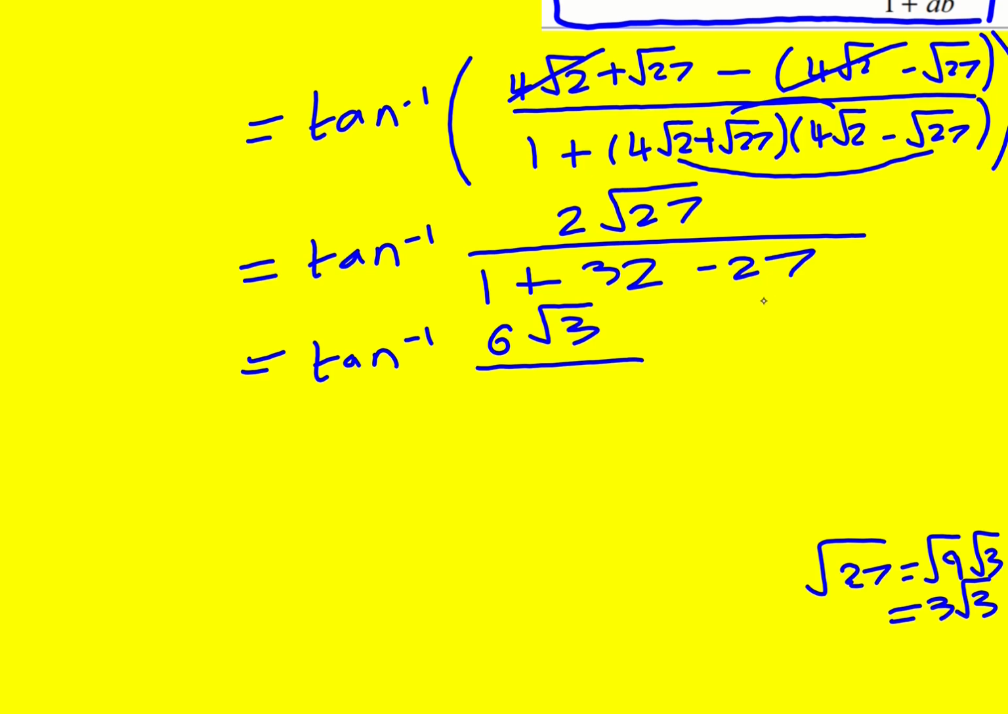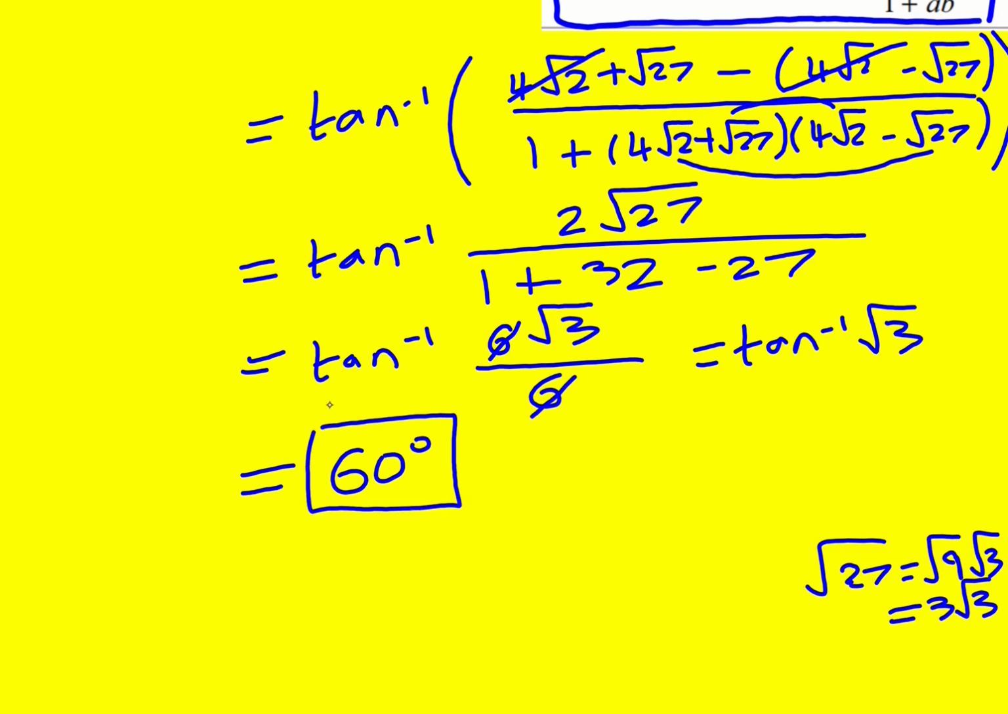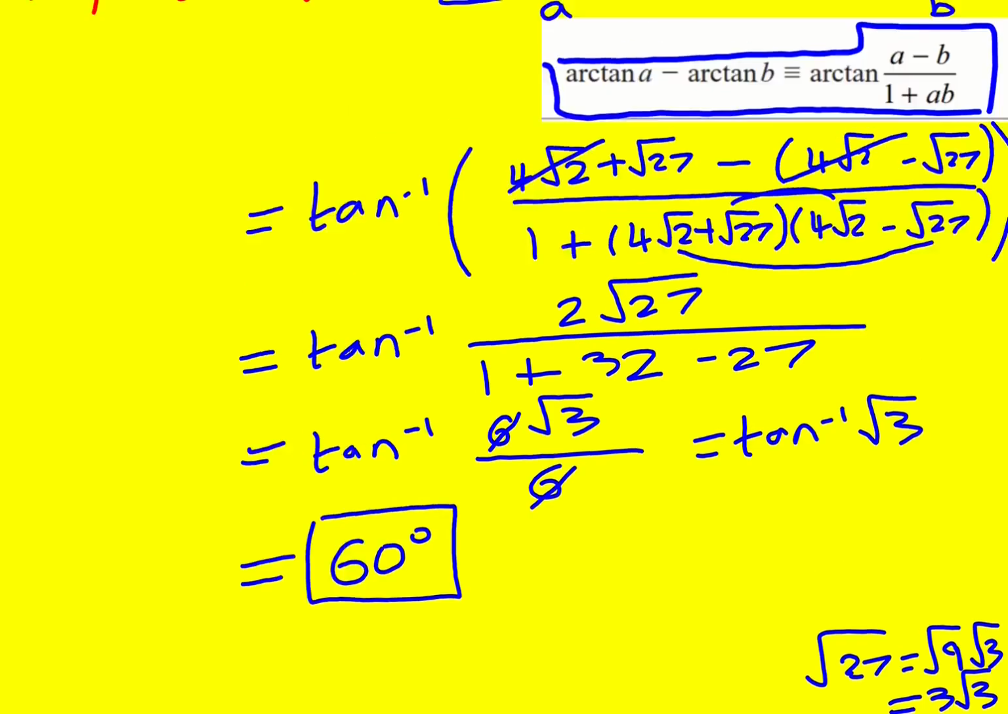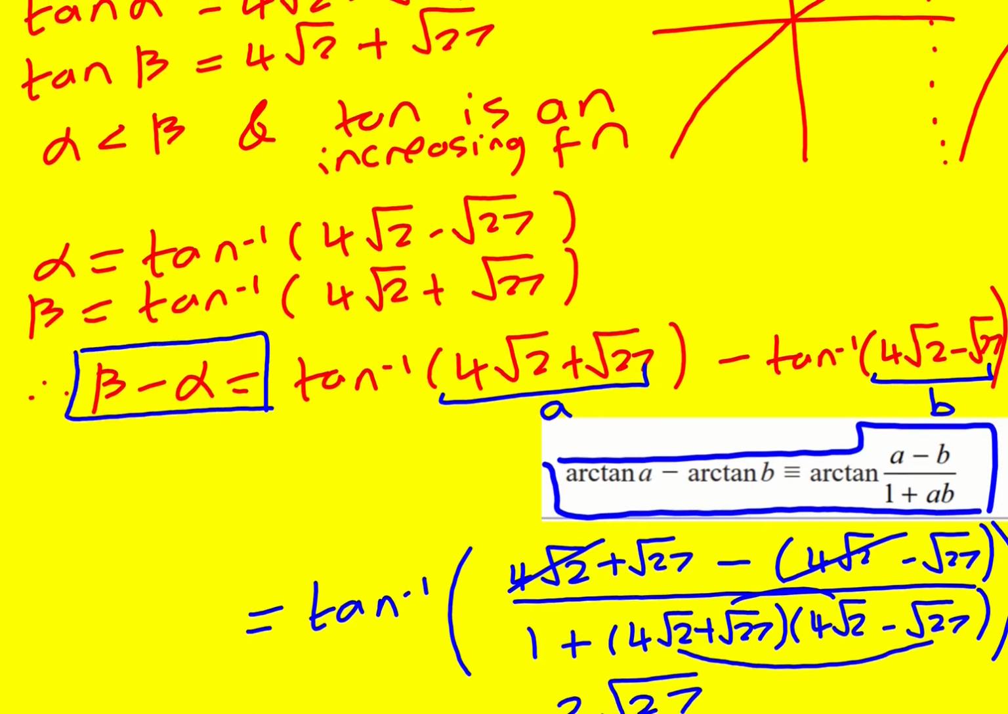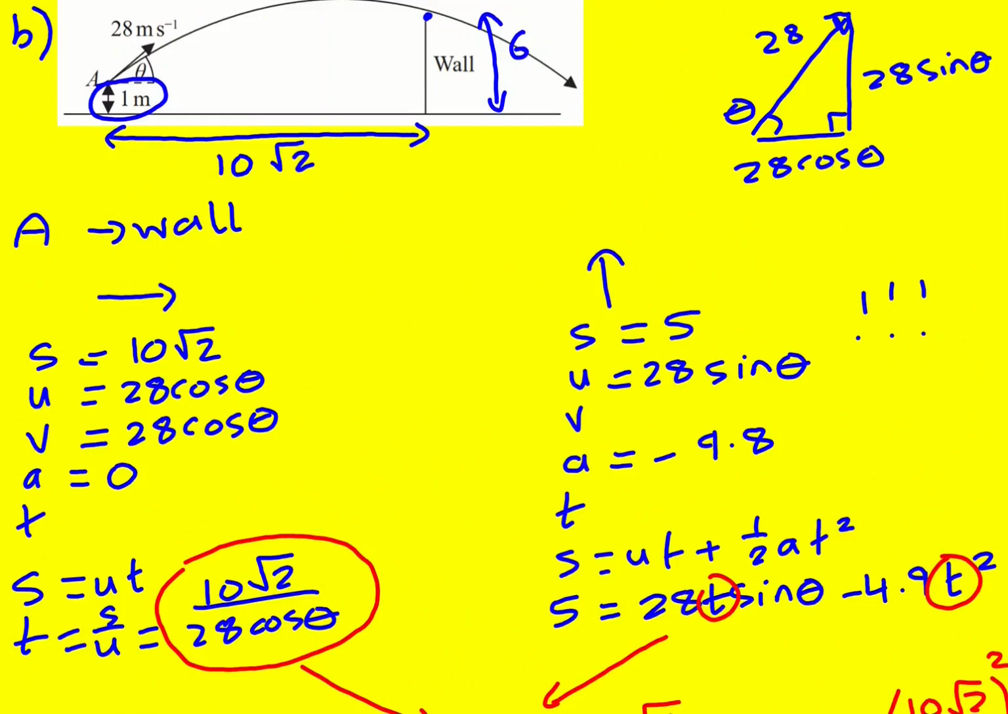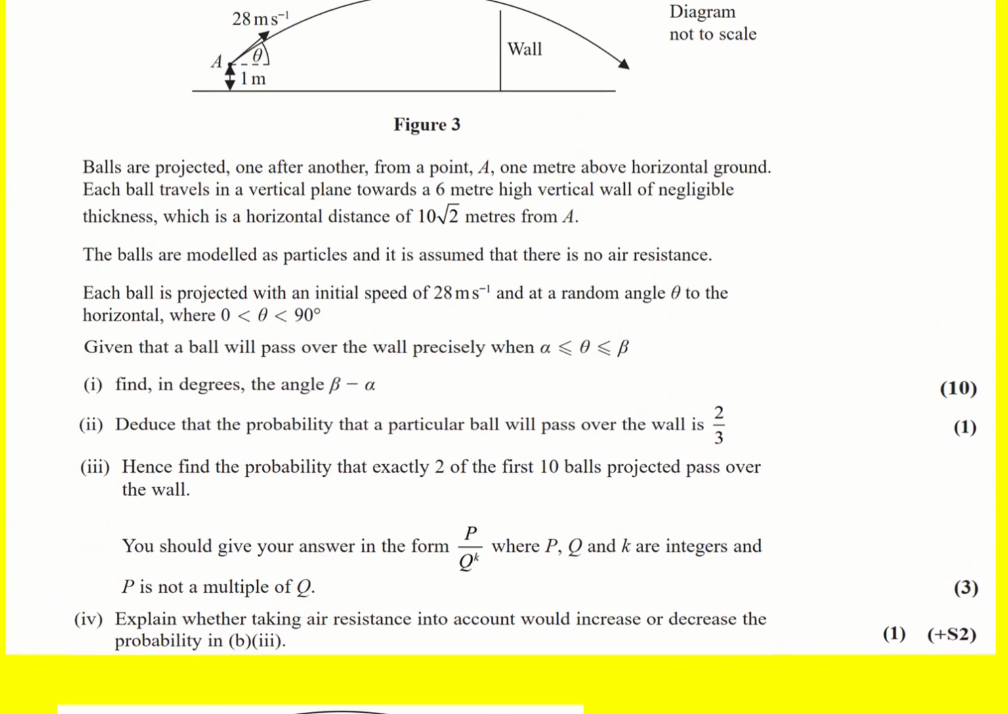And then 33 minus 27 is 6. So we simply get inverse tan of root 3. And this has an exact value. It's 60 degrees. So that is the difference in the two angles that just about get us over the wall. Wow.